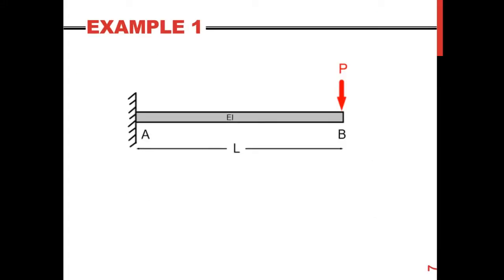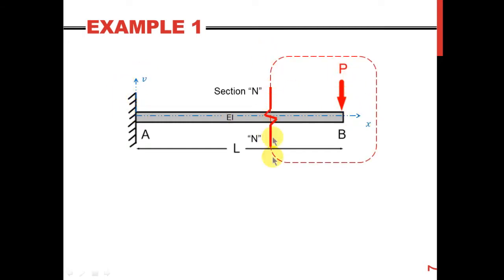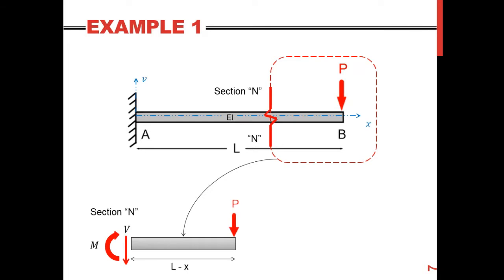With that all being said, I can just proceed. So I'm establishing my axis. This is the V and this is the X. I'm going to take this cross section, this section N. Let me just call it N. And then I'm taking this portion. Of course, you need to include the force P. And zoom in. What you get is, as I said, this is the distance L minus X, and I have all the forces. So the moment can be expressed as minus P times L minus X.